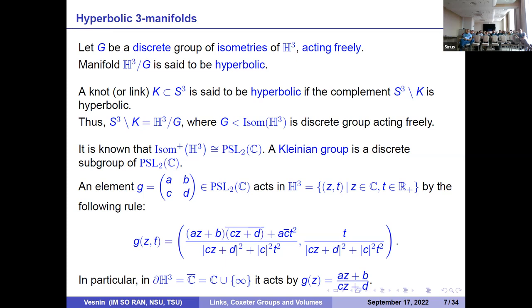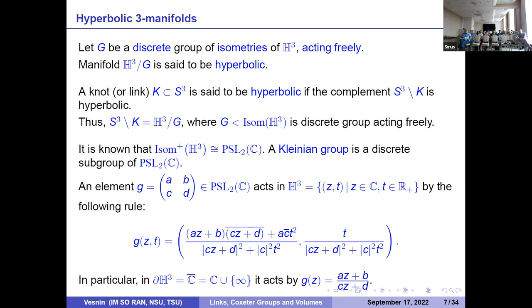So we can represent a point in the hyperbolic space by two coordinates, z and t, and you can see the action. If you consider just the boundary of the hyperbolic space, you get the extended complex plane, and you get the usual action by linear fractional functions. So it's an extension in an analytical way.